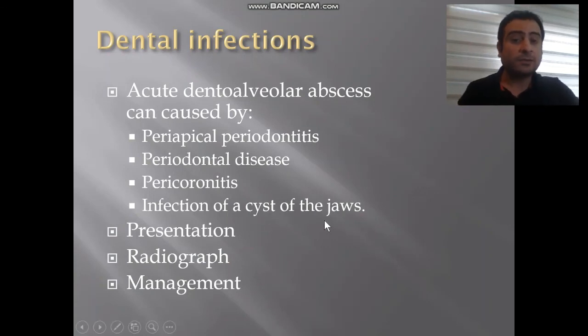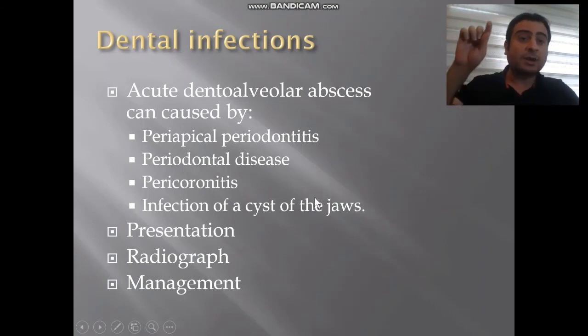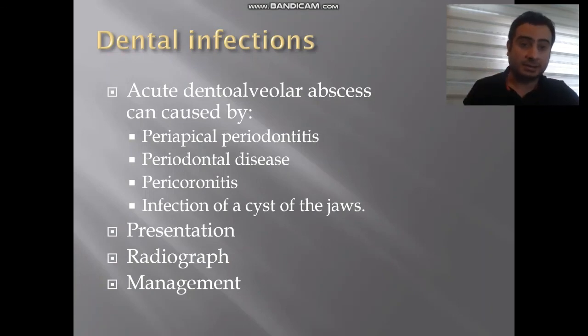The same would apply for a cyst. In the beginning, the cyst has a well-demarcated line, so we have a radiolucency surrounded by a well-circumscribed radiopaque line. If we have a dentoalveolar abscess, we will lose this distinctive line and it becomes a poorly defined, diffuse radiolucency. These are the radiographic findings for patients with a dentoalveolar abscess.